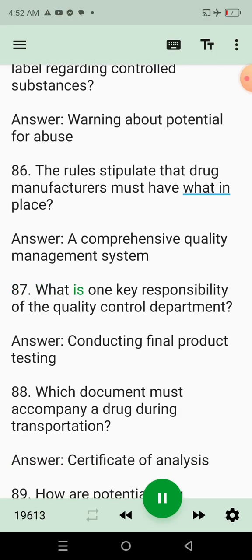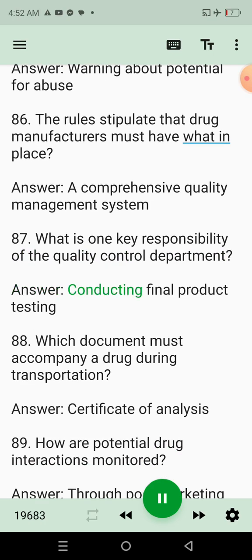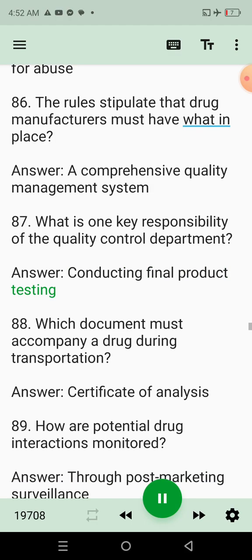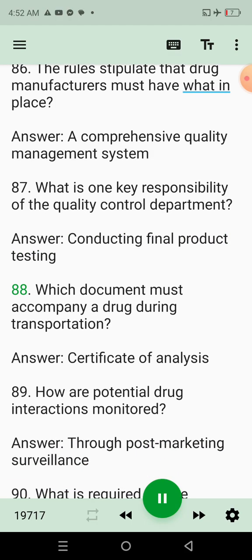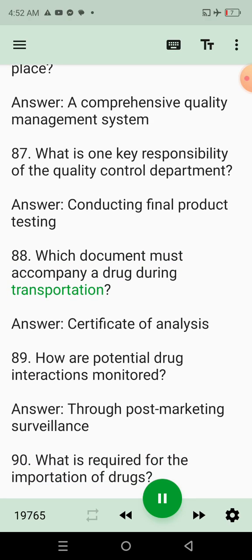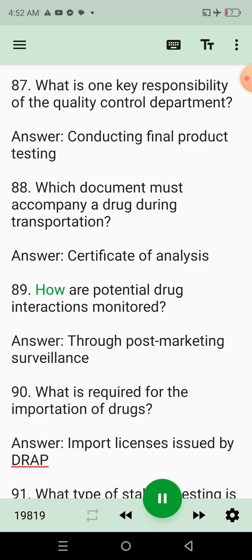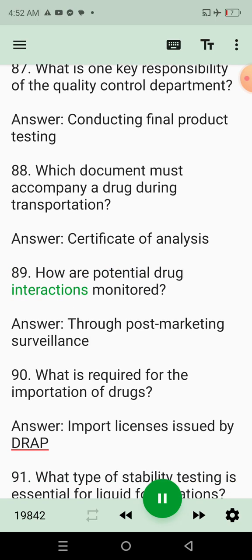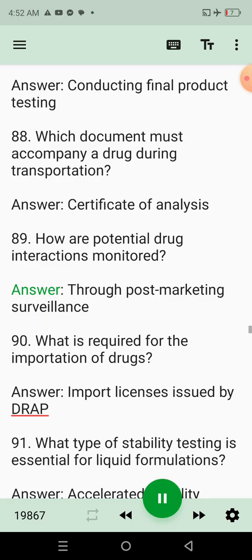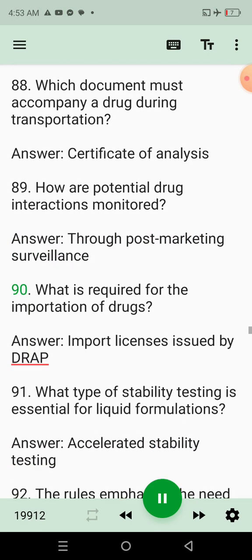87. What is one key responsibility of the Quality Control Department? Answer. Conducting final product testing. 88. Which document must accompany a drug during transportation? Answer. Certificate of analysis. 89. How are potential drug interactions monitored? Answer. Through post-marketing surveillance.